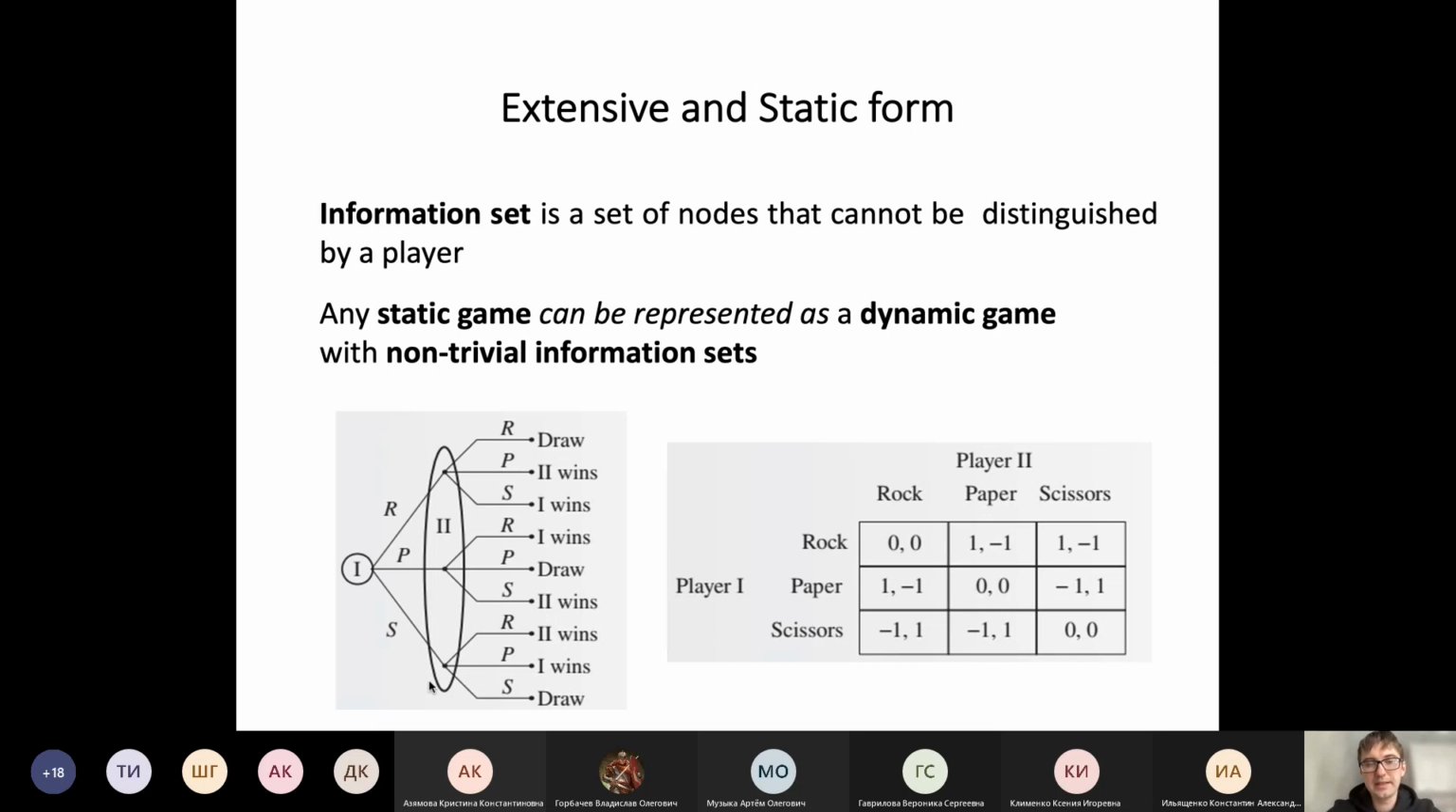And these are two ways how we can present a game with imperfect information. We can draw a tree with non-trivial information sets, or we can make a table. And when we were discussing static games, we learned how to find Nash equilibrium, right? So you can use best responses to look for the Nash equilibrium for this game.